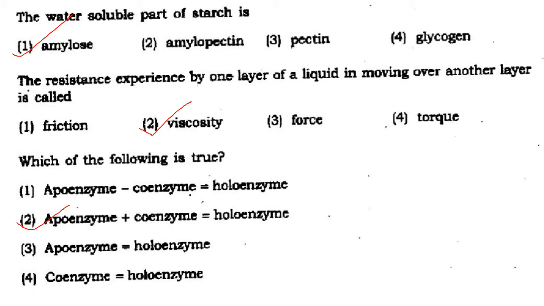Which of the following is true? Option 1 apoenzyme minus coenzyme is equal to holoenzyme. Option 2 apoenzyme plus coenzyme is equal to holoenzyme. Option 3 apoenzyme is equal to holoenzyme. Option 4 coenzyme is equal to holoenzyme. Answer is apoenzyme plus coenzyme is equal to holoenzyme. That is option 2.